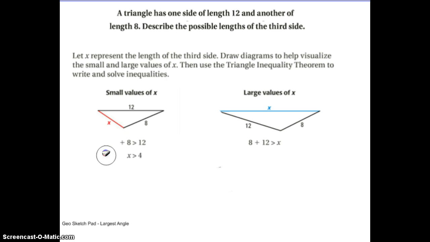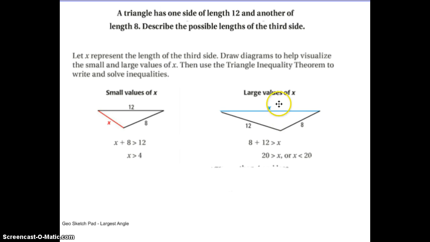Okay, so if we look at these two and we make 12 the largest side of the triangle, something plus 8 must be greater than 12. Okay, so this side plus 8 must be greater than 12. So if you do it that way, x should be greater than 4. If you make x the largest side of your triangle, then you're going to add 8 plus 12, and you're going to set it greater than x. So 8 plus 12 is 20, so 20 must be greater than x, or x is less than 20.